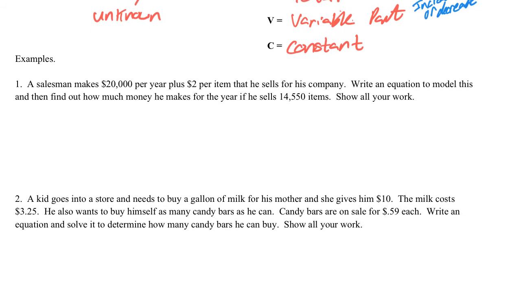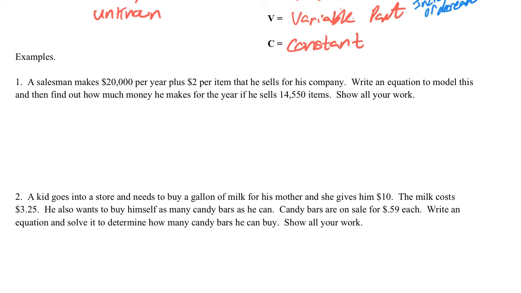A salesman makes $20,000 per year plus $2 per item. So we said that that's a key word to look out for. So he makes $2 per item that he sells for his company. Write an equation to model this and then find out how much money he makes for the year if he sells 14,550 items. Show all your work. Okay, so we want to first start by defining our variables. So I like to just define x typically, but we'll look at what is our total, our variable part, and what is our constant as well.